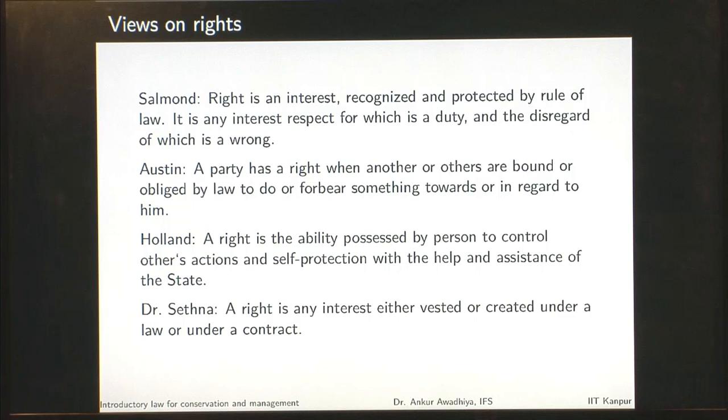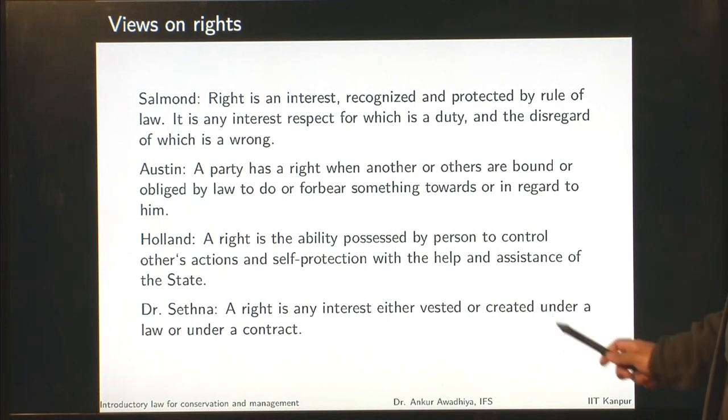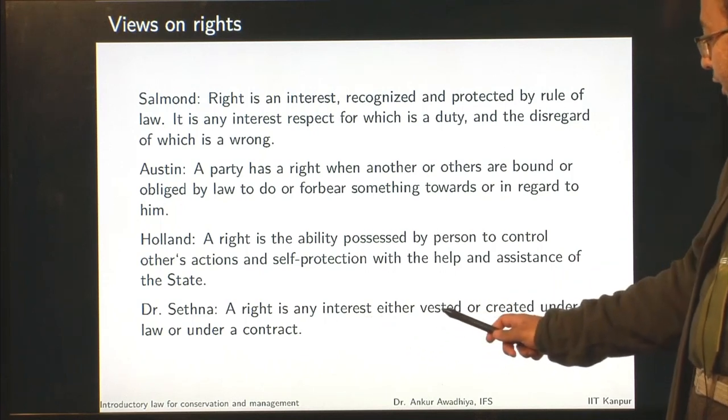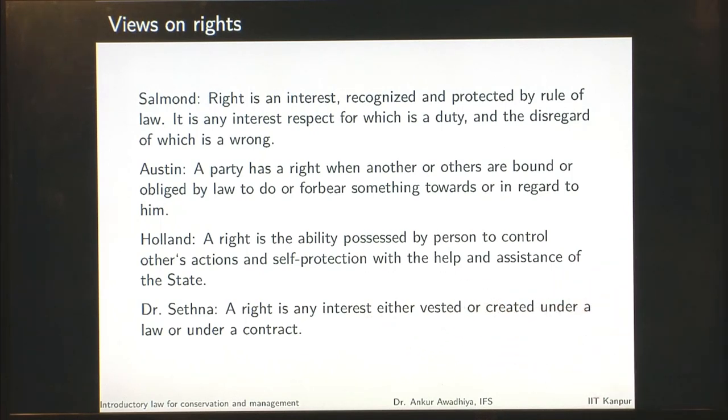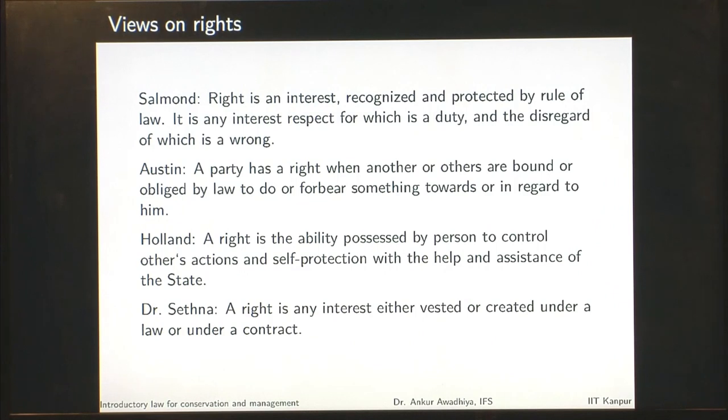So this is another view. Then Dr. Sethna says, a right is any interest either vested or created under a law or under a contract. So similar to Salmond, he is saying that right is any interest. Now this interest may be vested onto somebody, that is given to somebody, or it may be created. So a new right can always be created under a law or under a contract. So you can also get rights not just through laws but also through contracts.